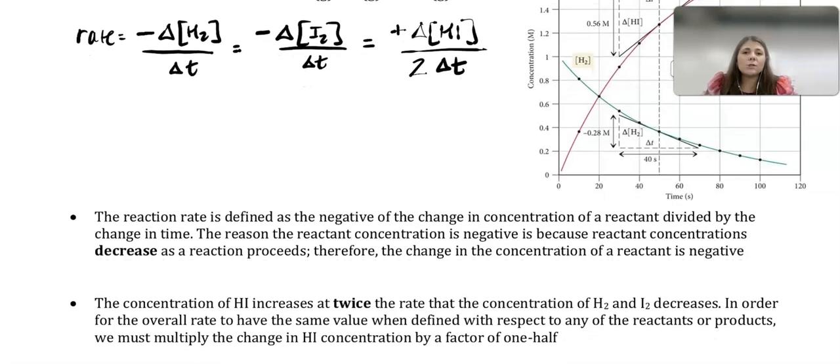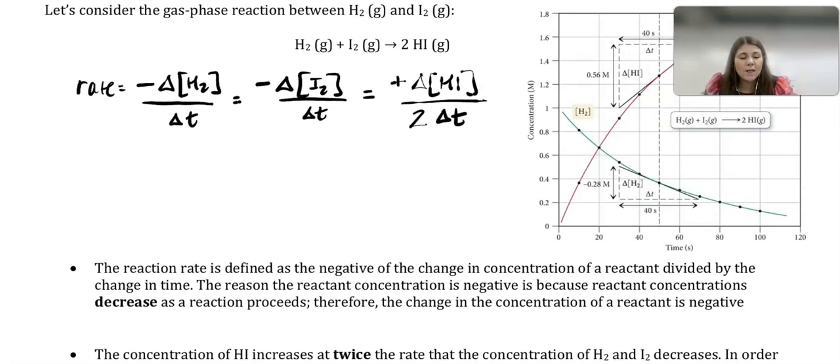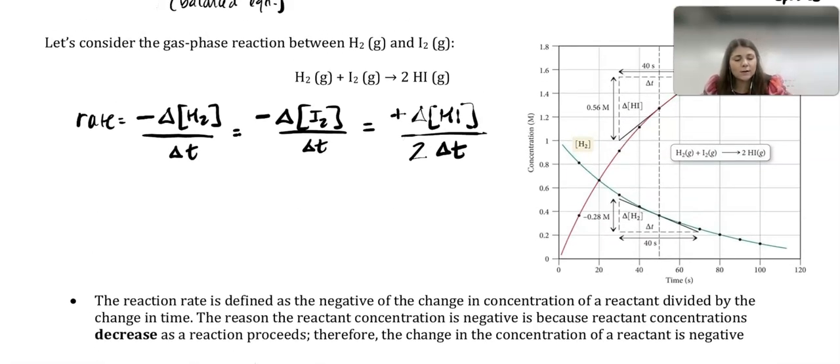Now, the concentration of HI will actually be increasing at twice the rate that the concentration of H2 and I2 decreases. And I don't know if you noticed in that previous little chart we were filling in, you could really see that things were changing at different rates because of their coefficients. And so in order for the overall rate to have the same value when defined with respect to any of the reactants or products, we must multiply the change in HI concentration by a factor of 1/2. That's why we need to have that 2 right there.